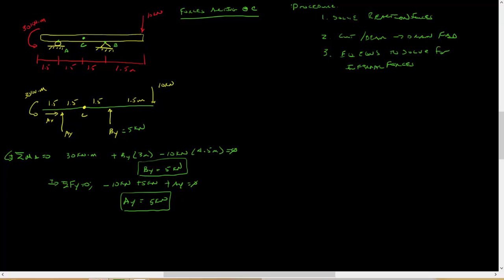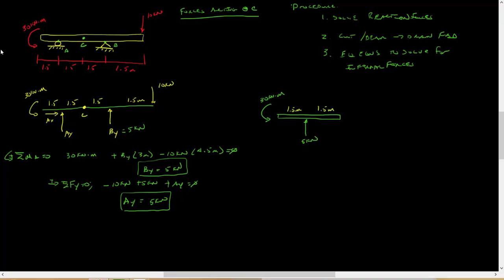Okay, so now I'm going to look at the left-hand side. So I'm going to look from the end of the beam to C, and I'm going to draw that free body diagram. So here's my beam. I have my reaction force, which was 5 kilonewtons. I have my 30 kilonewton meter acting on the beam here. This was a distance of 1.5 meters, and this is also a distance of 1.5 meters.